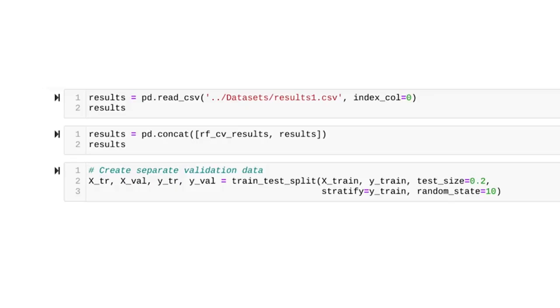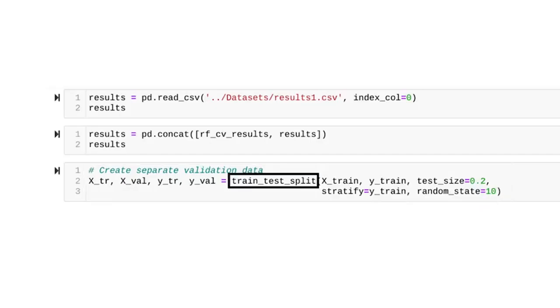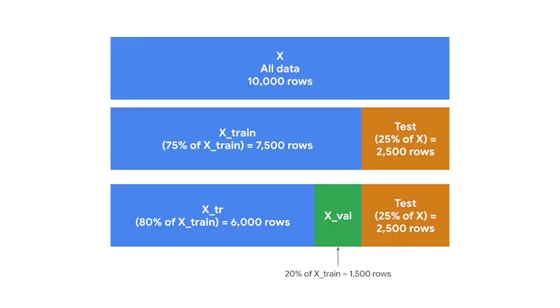Nice! Okay, now let's use a separate validation dataset to validate the model. To do this, split the training data into a new training set and validation set. Use train_test_split. Remember to stratify the y data. Use an 80-20 split. Don't forget, this is only splitting the training data, which itself is 75% of all data. This means that our new training set will be 80% of 75% of the data. And the new validation set will be 20% of 75% of the data. The test data remains untouched.